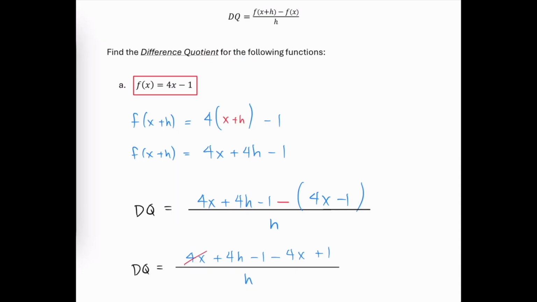Now we can see that some things cancel out. We've got a 4x and a minus 4x. We've got a positive 1 and a negative 1. So in the top of our fraction, the only thing that remains is 4h, and in the bottom of the fraction, we still have h. Now that we have only multiply in the numerator, we can actually cancel these h's over multiply, and this all then reduces down to just being the quantity 4. So 4 is the value of the difference quotient for the function f at x.